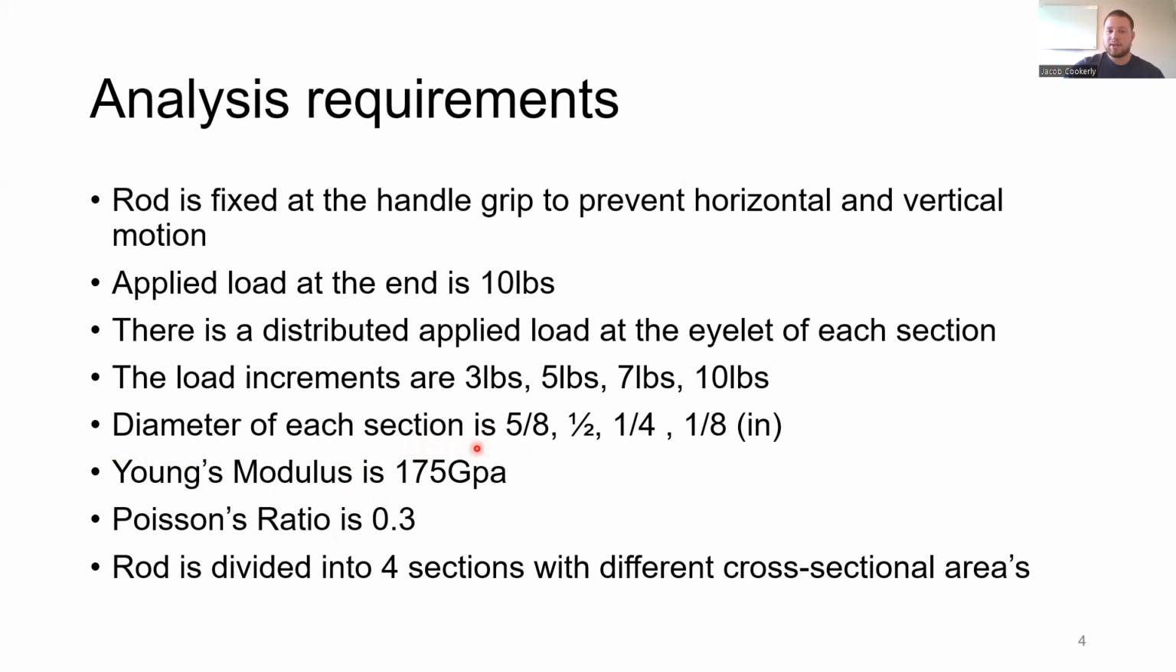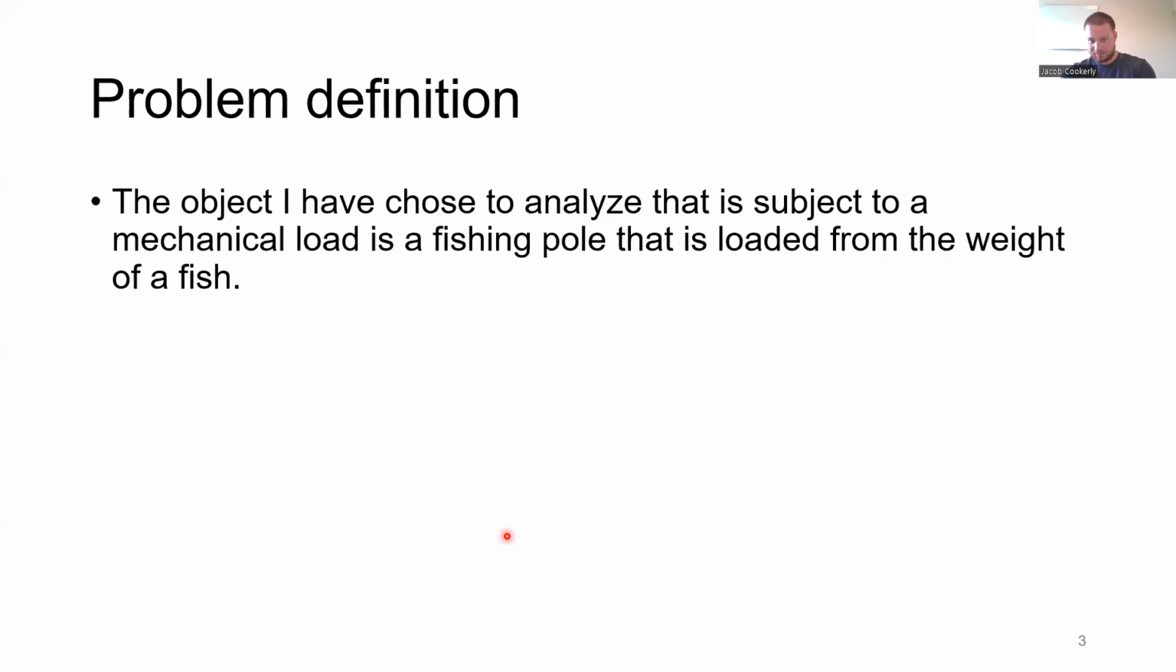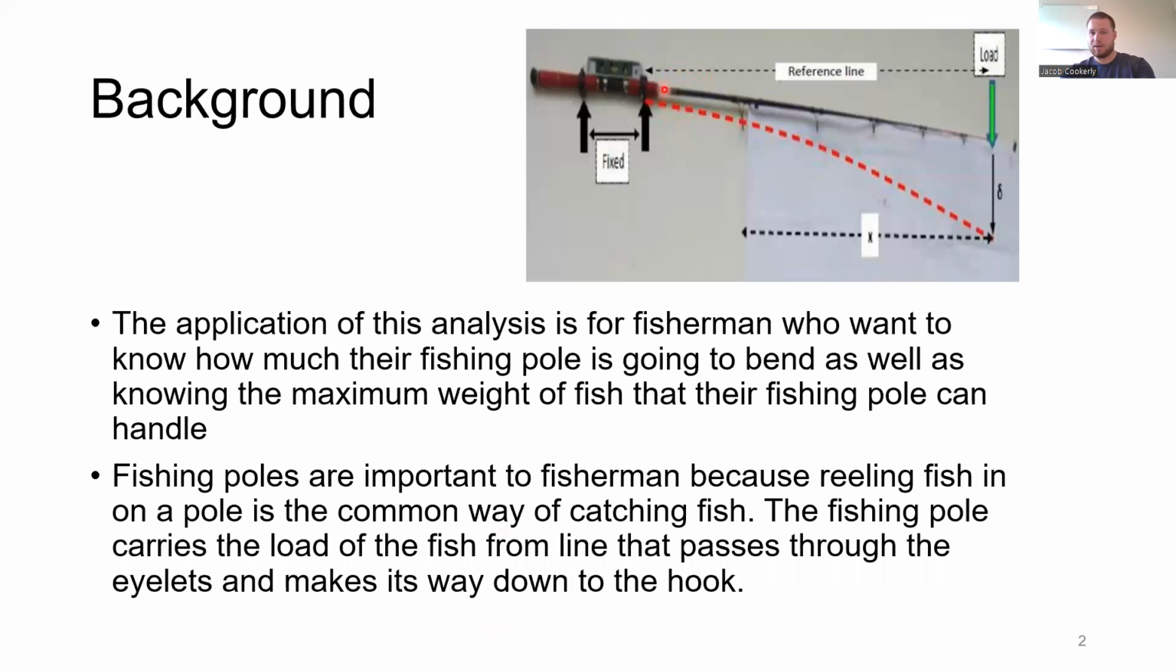The diameter of each section, with respect to section 1, 2, 3, and 4, is 5/8 of an inch, 1/2 an inch, 1/4 of an inch, and 1/8 of an inch. As you can see, the rod is thicker in diameter here than it is at the end.